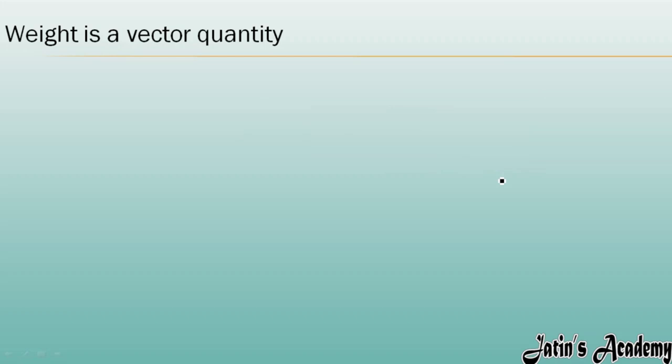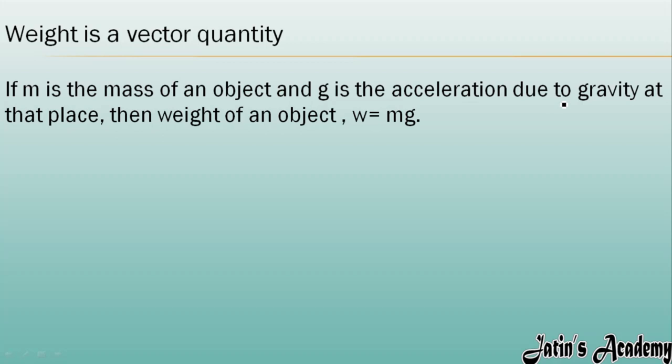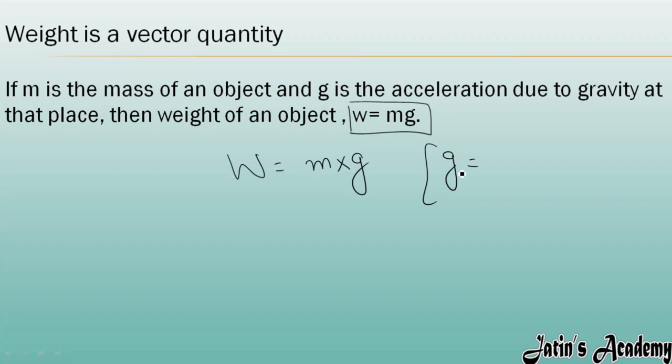If m is the mass of an object, g is the acceleration due to gravity. Now we are going to do the relation between mass and weight. Weight of an object is equal to mass multiplied by gravitational force, that is g. And this g value, this gravity value, is always constant. That is 9.8 meter per second square. This value is always constant.